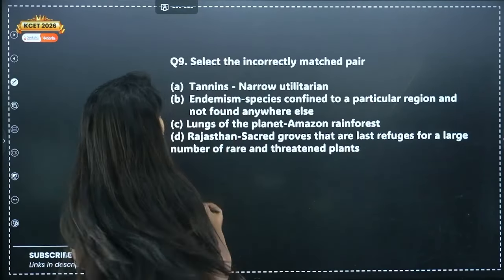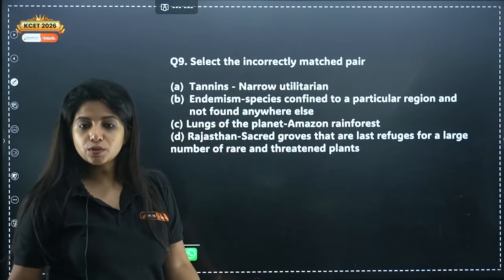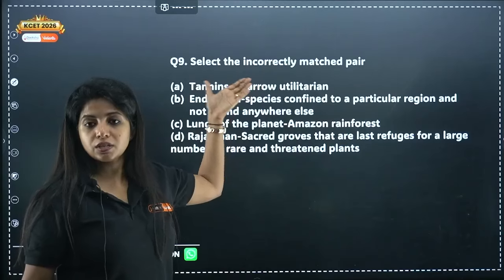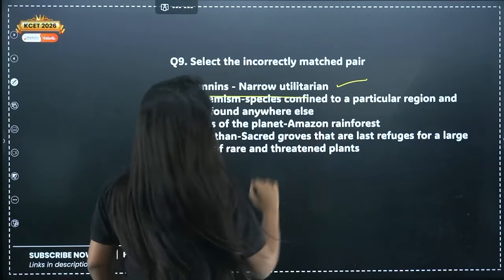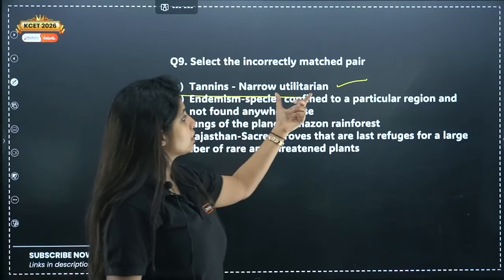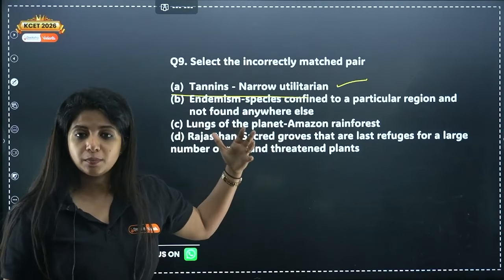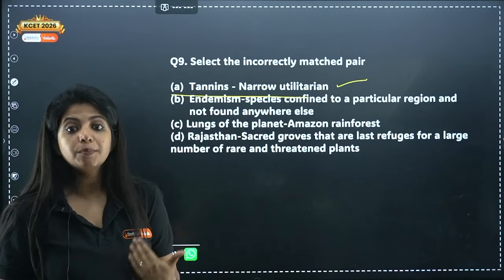So over here it is said that tannins come under narrowly utilitarian reasons. Is it? Yes. Narrowly utilitarian reason says that we should conserve nature because it gives products, and tannin is a product. So this is correct. Next, endemism: species confined to a particular region and not found elsewhere, that is known as endemism. Yes, that is known as endemism, and you call these species endemic species.